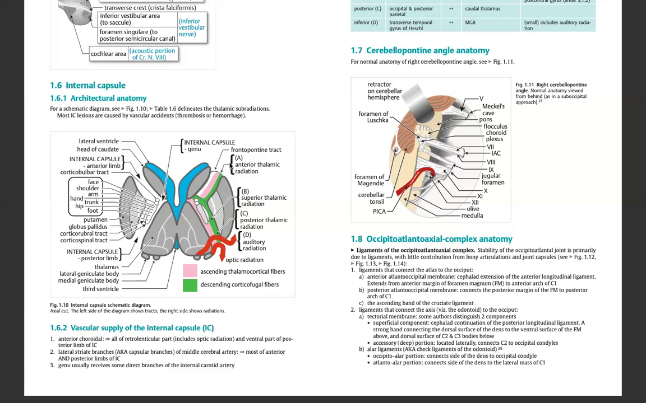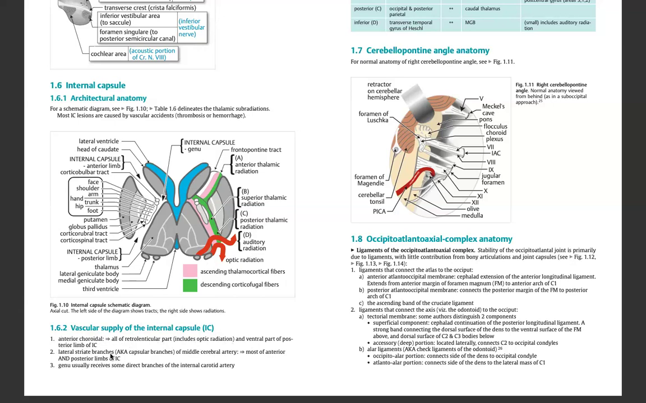For the sensory portion, as I said, there are the anterior thalamic radiation, posterior thalamic radiation, and the superior thalamic radiation around that area. I don't know if anyone has any contribution at this point. My last talk will be on the vascular supply to the internal capsule, the anterior choroidal artery. All of the retrolenticular parts, which include the optic radiation, and the ventral part of the posterior limb of the internal capsule are supplied by the anterior choroidal artery.